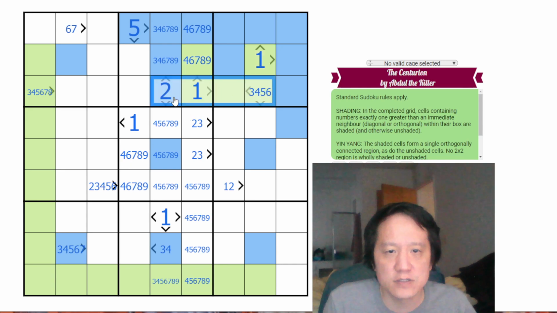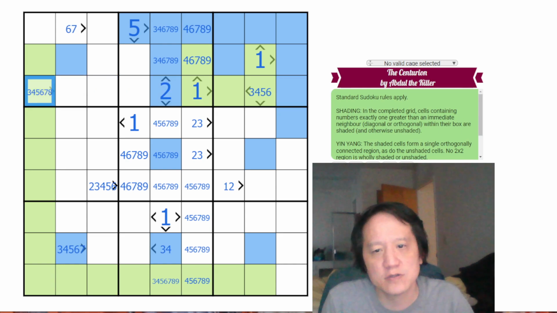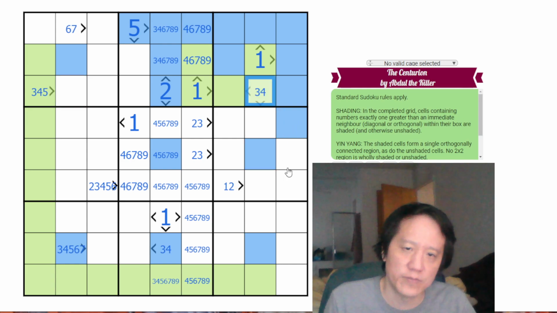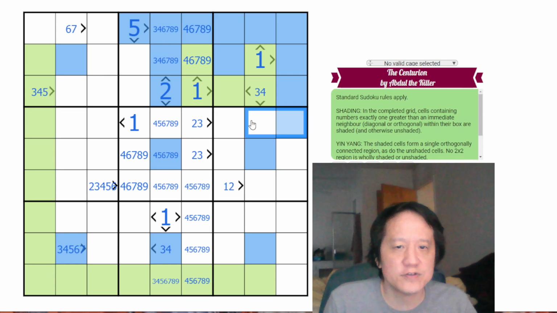Okay, so this could be 3, cannot. Okay, so it would be 1, 2, 3, 4, 5 at most. So it's 5 at most. This would be 1, 2, 3, 4 at most. This is 3 or 4. If this is 3, this would have to be 2. So this would be unshaded.